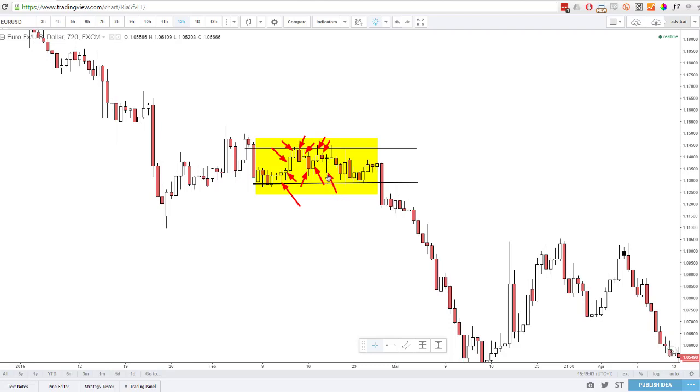Sellers tried to push down, but they couldn't maintain that low, so they got pulled back up. Indecision again. Buyers trying to push up. They couldn't maintain that high. Sellers pulled them back down. I'm sure you get the point. Ranging stages, it's just full of indecision. That's why it's ranging, because it can't really push up, can't really push down.